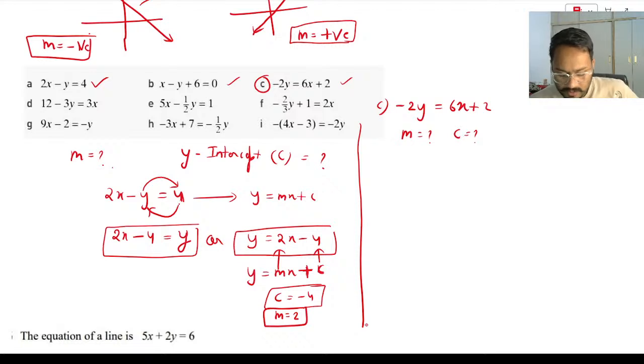Now how to, hello Labdi, hi. We are doing today gradient and y-intercept. So how to make a straight line and how to find the gradient and y-intercept.